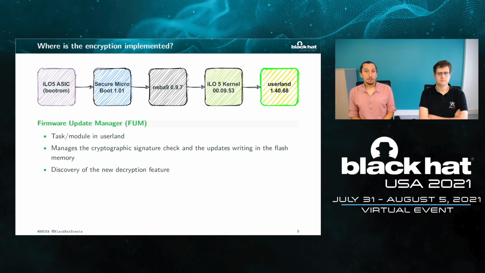The next hypothesis we made was that it could be in the userland image, and more specifically in one of the userland tasks that we know very well, which is the Firmware Update Manager, or FUME. This task is responsible for verifying the cryptographic signature of the new firmware update file, and if the check is successful, for writing that firmware update to the SPI flash memory. And indeed, if we diff two versions of this userland task, we discover the decryption mechanism.